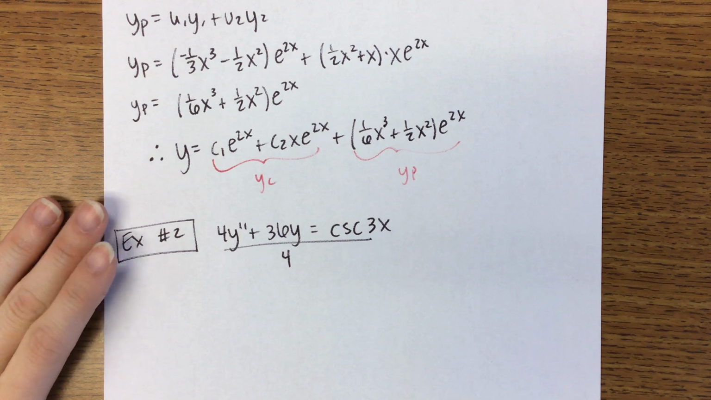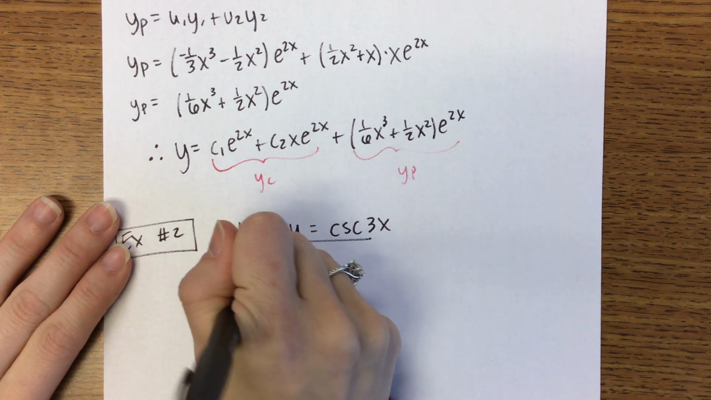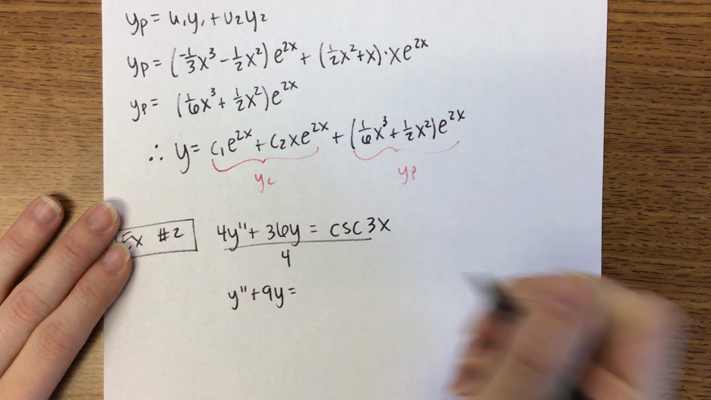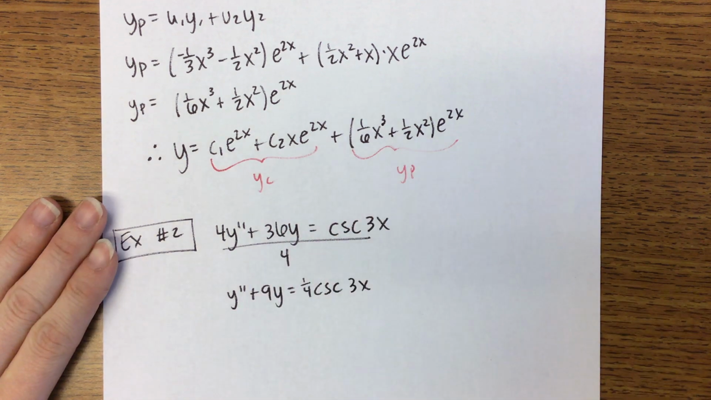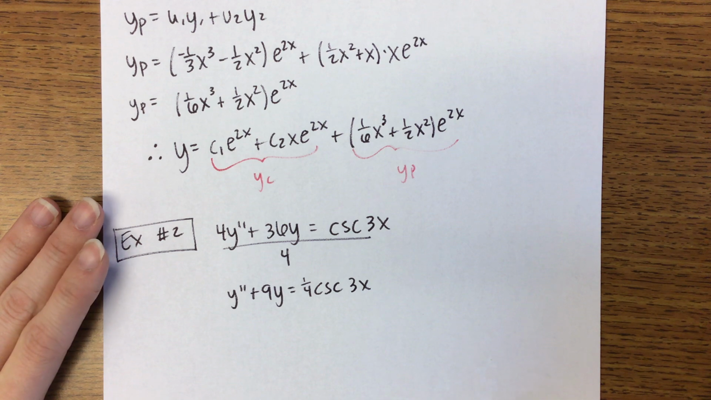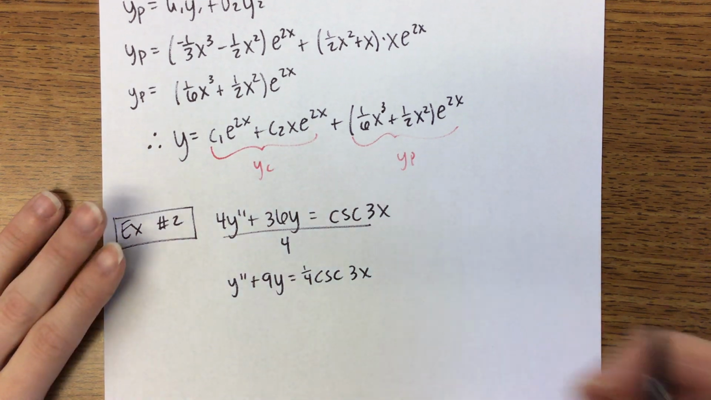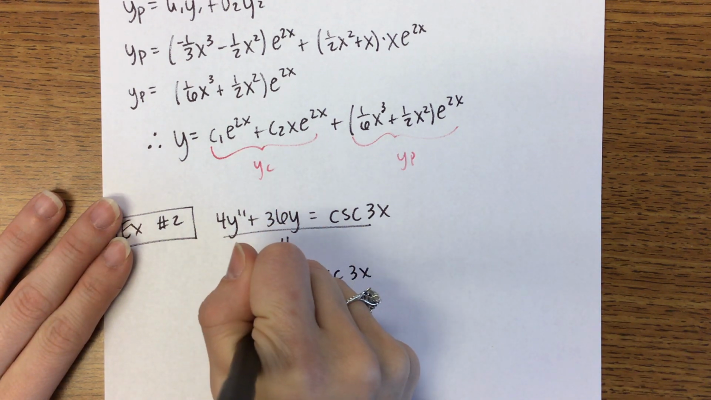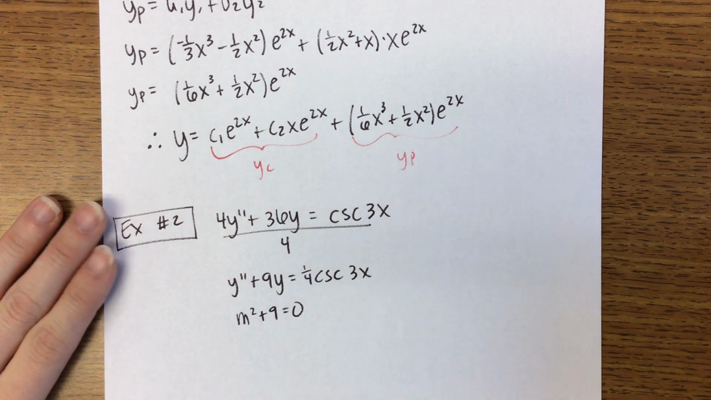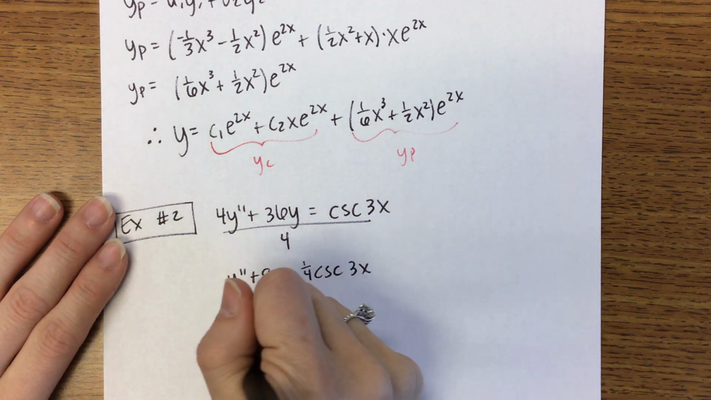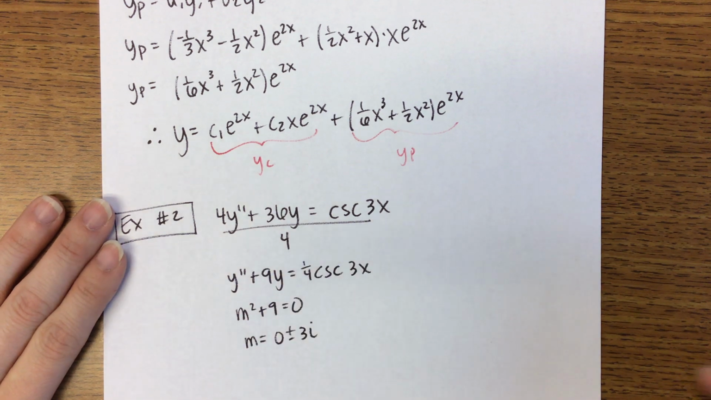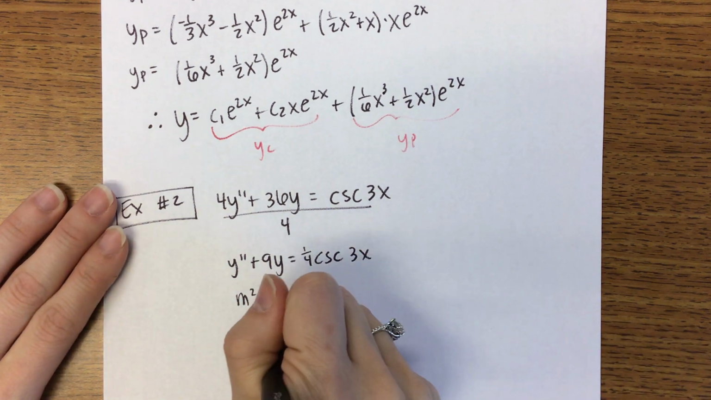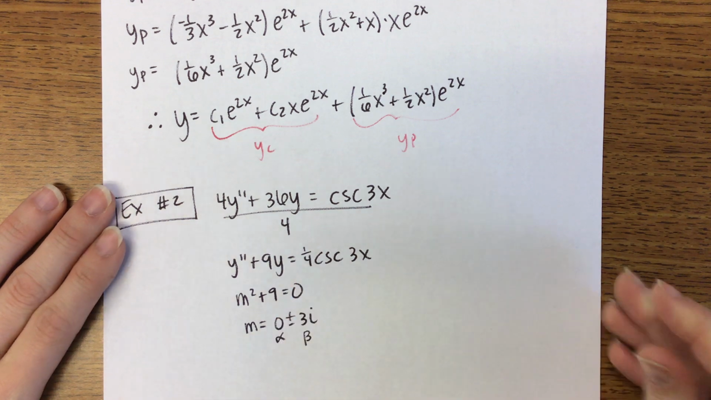Start by dividing by 4. So we get y double prime plus 9y is equal to 1/4 cosecant of 3x. Our aux equation then will be m squared plus 9 equals 0. Our m is 0 plus or minus 3i. I put the 0 in to show us that 0 is alpha, 3 is our beta.